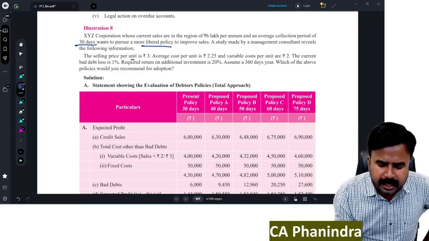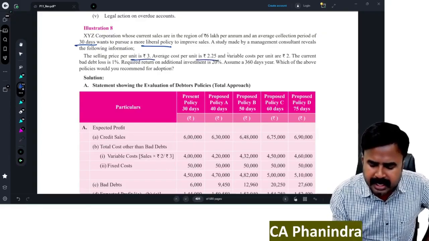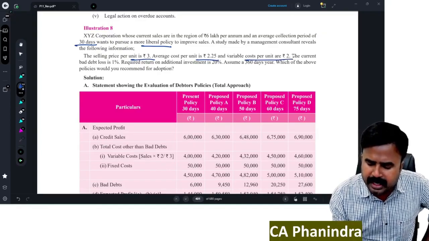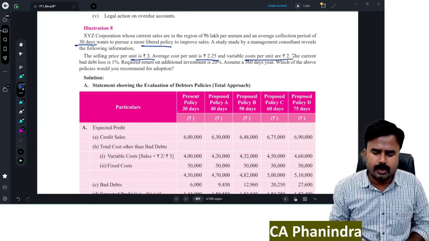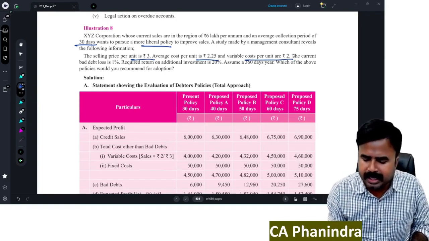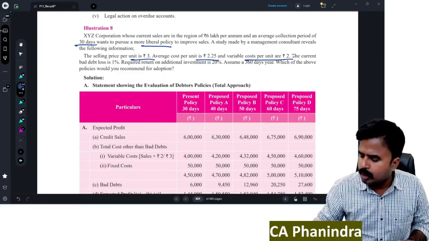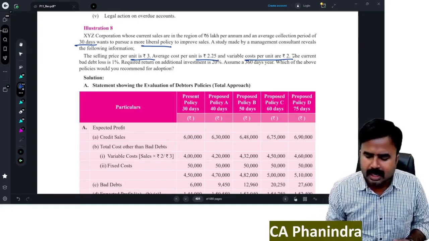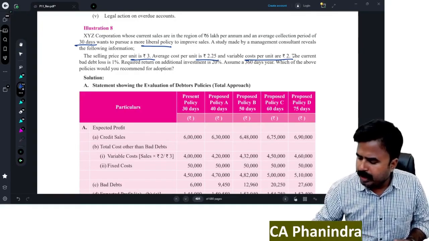The selling price per unit is 3. The average cost per unit is 2.25. Variable cost per unit is 2. Now you can calculate fixed costs very easily. Average cost per unit minus variable cost per unit is fixed cost per unit. 2.25 minus 2 rupees.